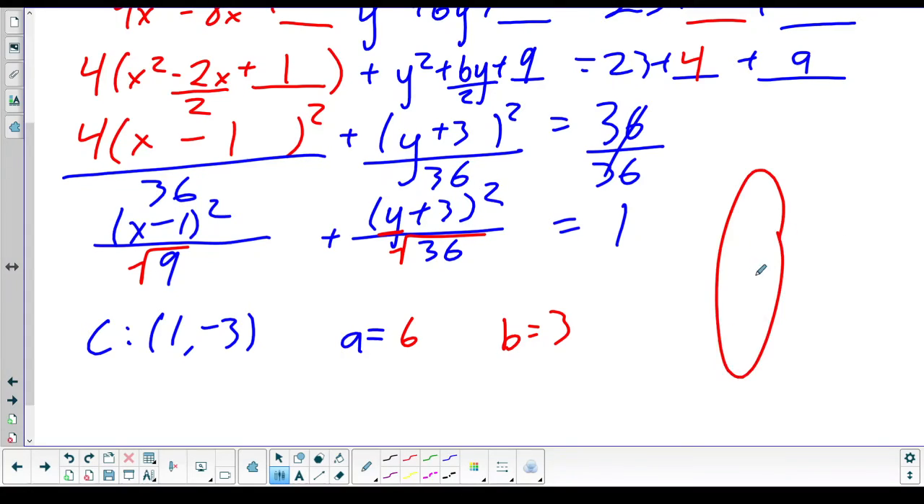If we look at an ellipse, the semi-major tells you from the middle to the farthest point, and the semi-minor tells you from the middle to the farthest point. So this will be 6, this will be 3. The whole thing will be 12 and 6. So there we go. There's all our information for the ellipse.